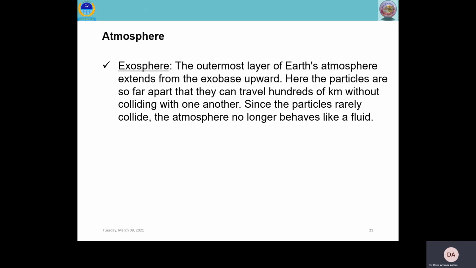Since the density is very low and the particles are very far apart from each other, the gases, or the atmosphere, does not behave like a fluid, right? So in this exosphere.